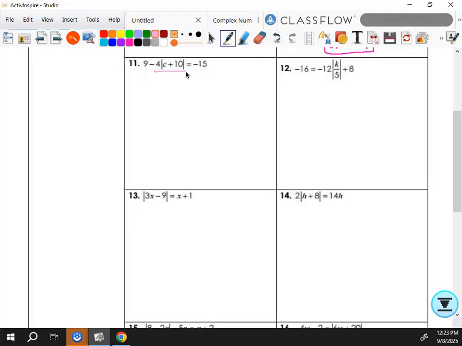So what do I have to move first? The 9. So I'm going to subtract 9 from both sides. That'll leave me with negative 4 times the absolute value of c plus 10. And then negative 15 minus 9 is negative 24. All right, you go ahead and finish that one up.